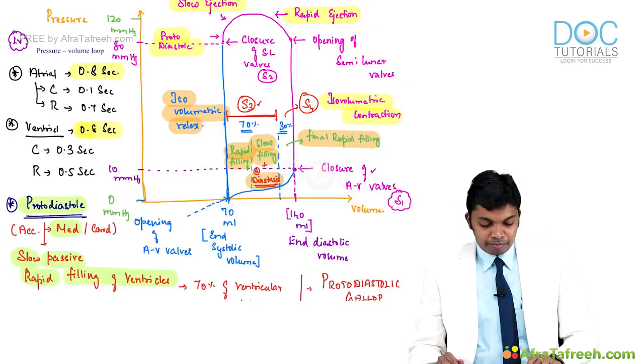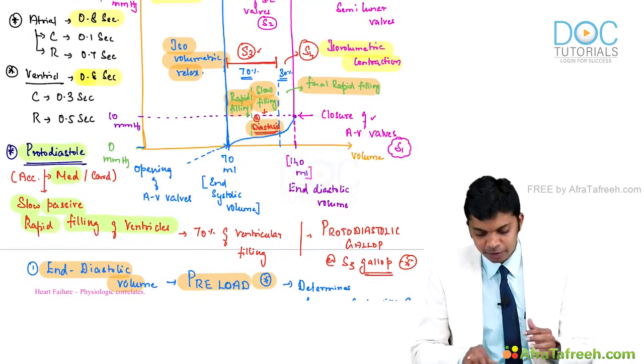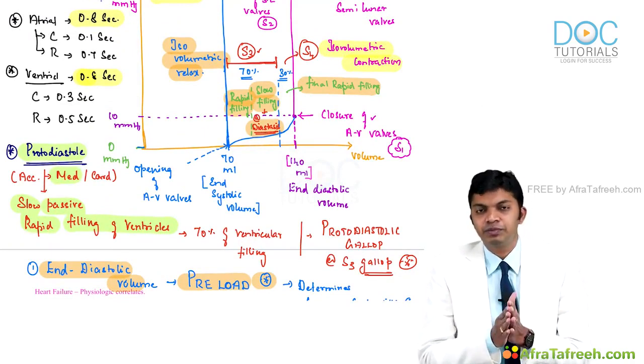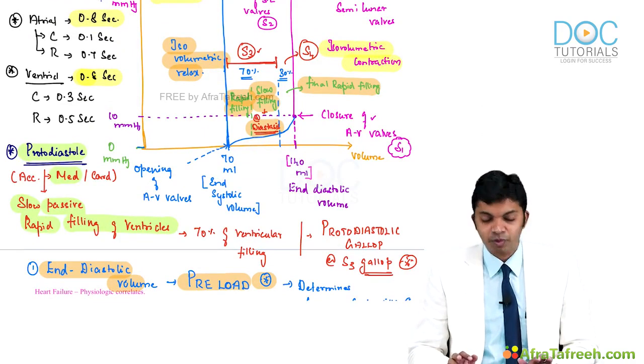That completes our pressure volume loop and cardiac cycle. We will take up individual components and discuss the heart sounds, the pressures, and the ECG changes relevant to cardiac cycles in the subsequent videos. So, as of now, this completes our pressure volume loop and cardiac cycle.